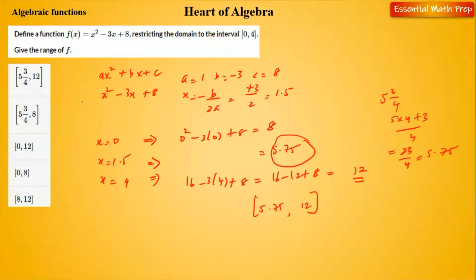Even if not, you can narrow your answer down to this, this, and this, but we know 5.75 is smaller, so 8 is not possible. So is 0. That means by default, this will be the correct answer.